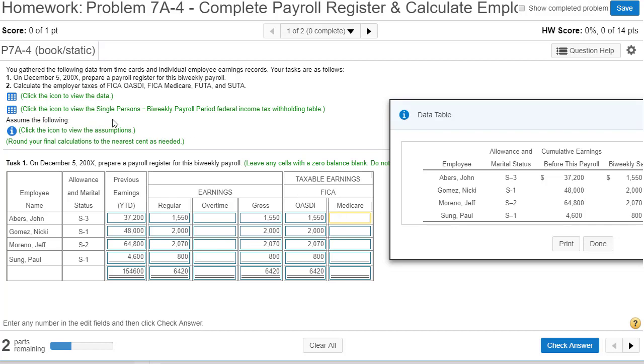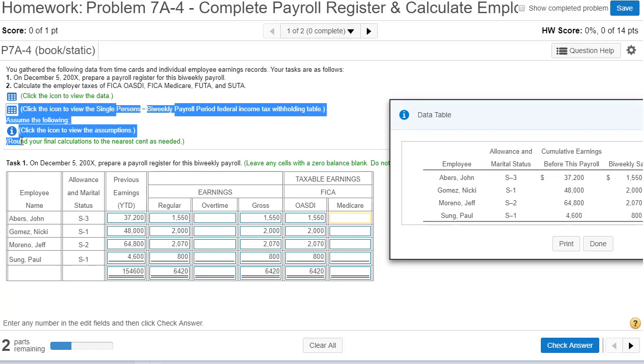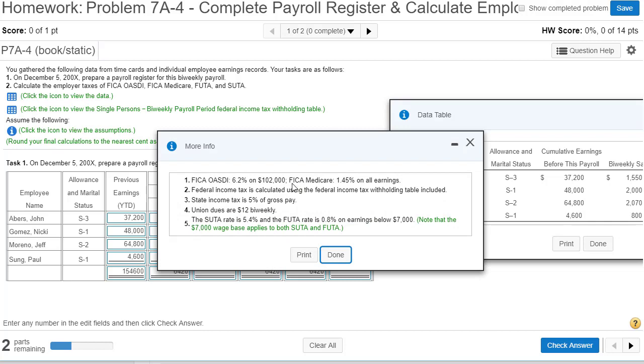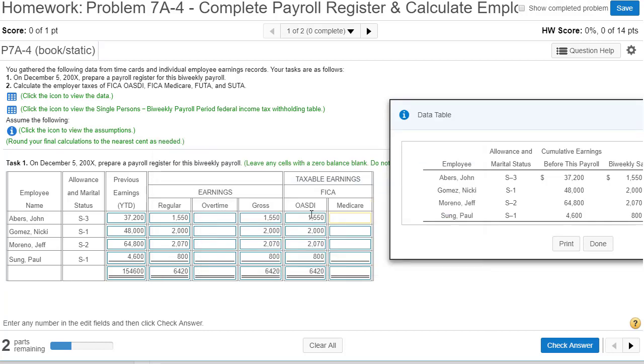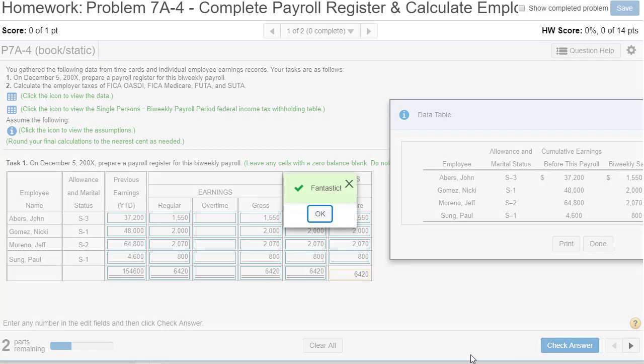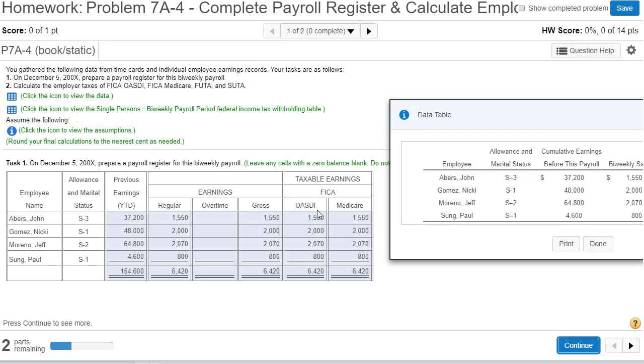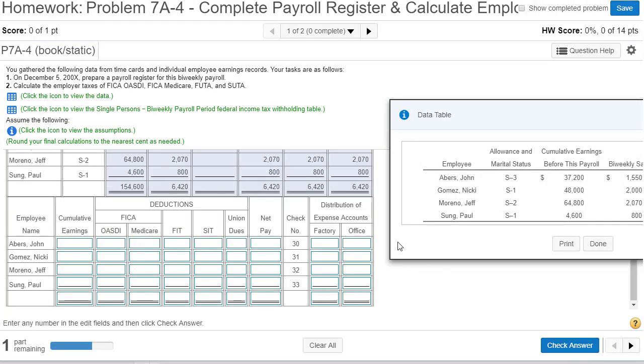And for Medicare, the problem assumes that everything is taxable. It tells you right here, Medicare, 1.45% on all earnings. So we're just going to copy the gross over. Check our answer. Now we can move on. Click continue. And now we're on cumulative earnings.